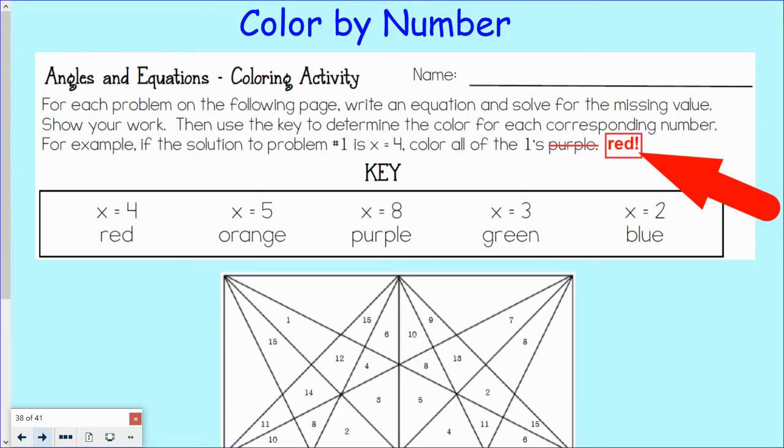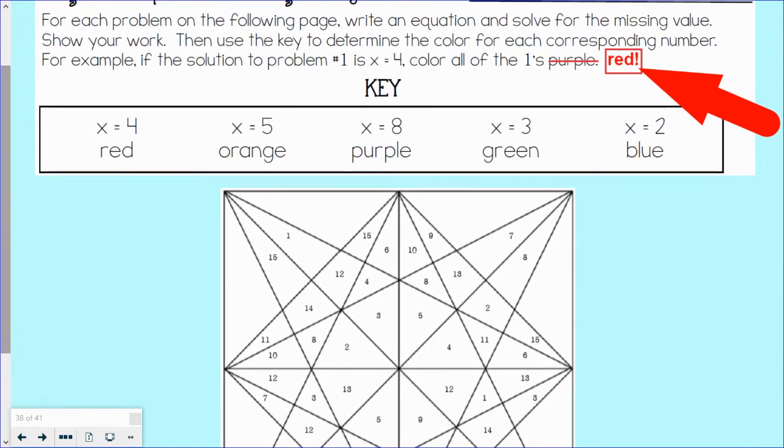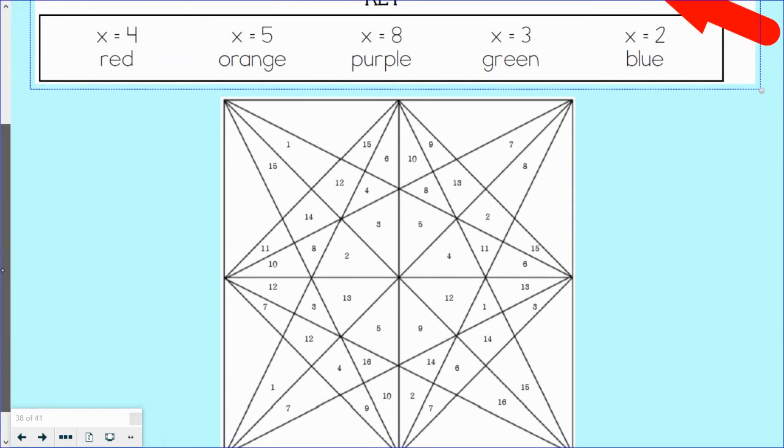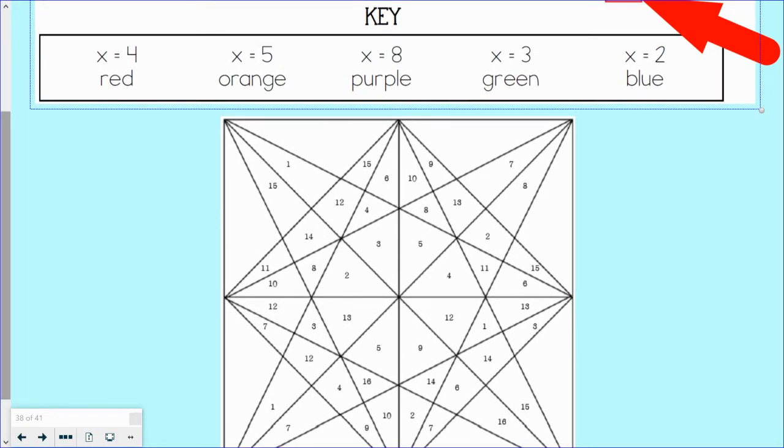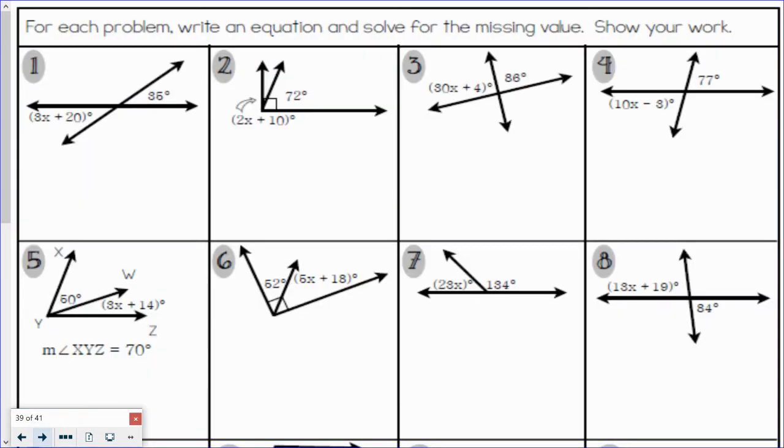All right, so today we are doing our color activity. For each problem on the following page, write an equation and then solve for the missing value. For example, if the solution for number 1 is x equals 4, in color, all the 4s are red because it says to color all of those red. All our x equals 5s are orange, purple for 8, green for 3, and blue for 2. So those are your only 5 options of solutions. If you don't get one of those 5, you know you did something wrong.